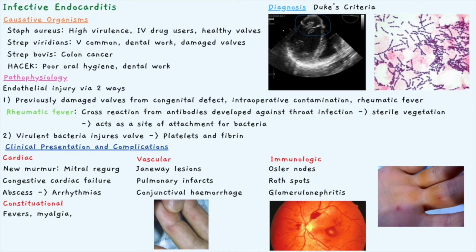Diagnosis mainly focuses on clinical presentation and complications, but the two diagnostic investigations are shown here. So the first one is an echocardiogram, where you can see the valve vegetation circled in blue, and blood cultures. In this case, it's a gram-positive bacteria growing in chains, so you would think Streptococcus. If it was growing in clusters, you'd think Staph aureus.